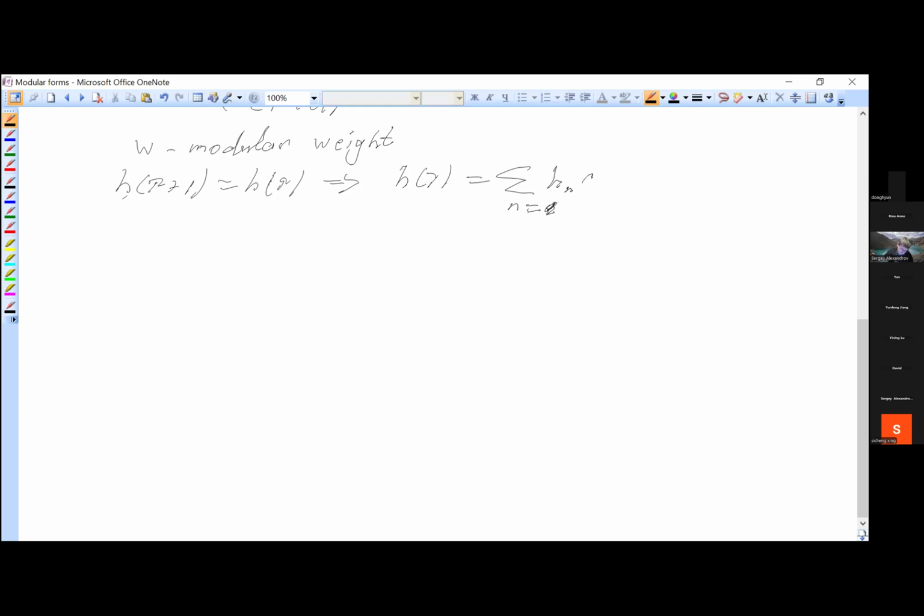So we have expansion in the Fourier series where I denoted by Q. So this is the standard notation that Q is the exponential of 2 pi I tau. Okay, so I prepared few examples.